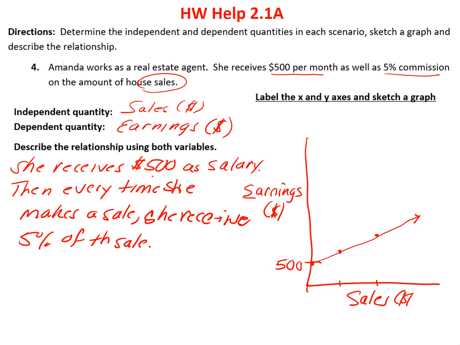The reality is it would actually look more like this. If I put it in a different color, it would actually look more like this. Then she goes nothing, then she makes a sale, then she makes a sale. You could actually argue that it depends on what values the sales are, how much money she's going to make.